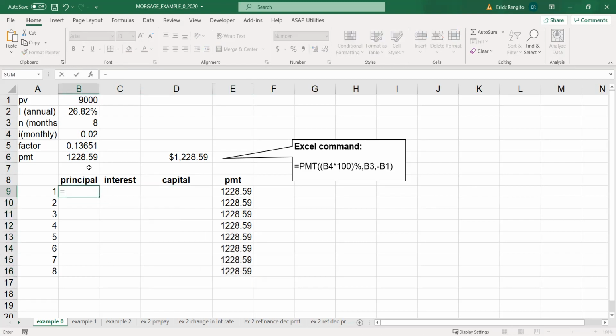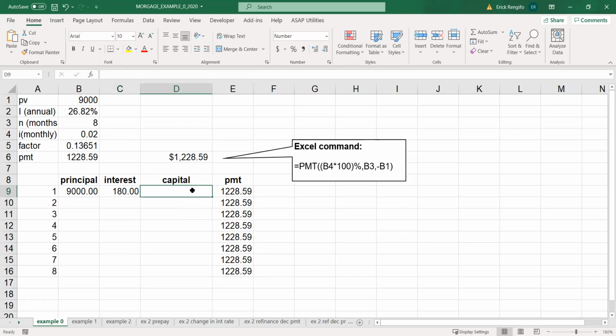My first principal is going to be $9,000, so equals B1. And then here's where I need to compute first my interest. My interest always is going to be this one here times this one here. And this number here in principle doesn't change, so that's what I need to do with the dollar sign. So it's going to be what is left in principal, what I still owe to the bank, times the monthly interest rate that in this case I'm not changing. And my capital, guys, is always going to be the payment minus my interest.